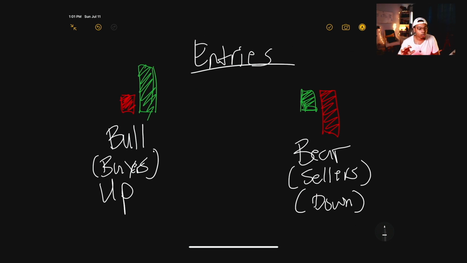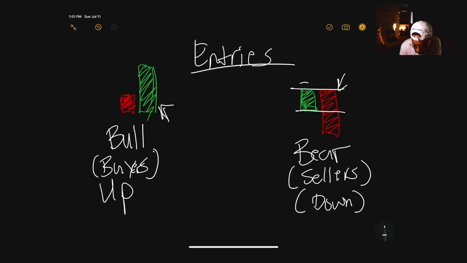Now, what exactly are these candlesticks? These candlesticks indicate momentum is flowing through the market. So an engulfing is literally what it sounds like. This second candlestick is completely bigger than the first one. This is the first one.